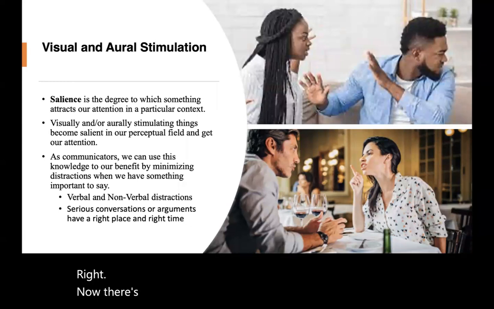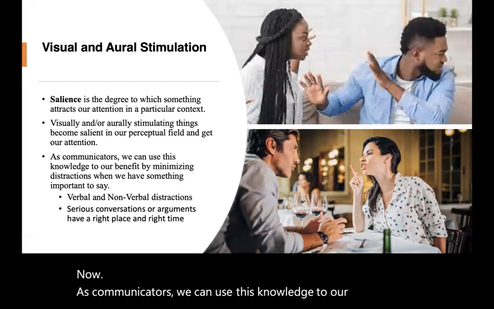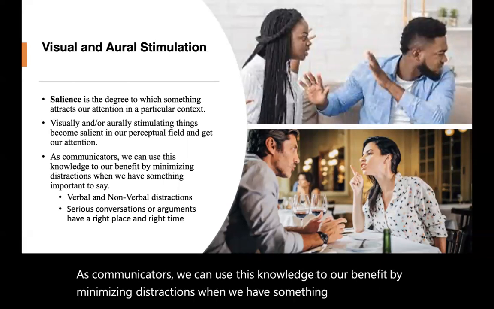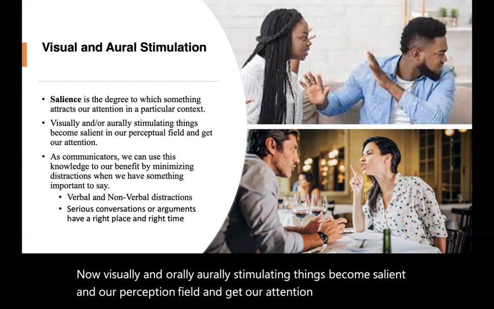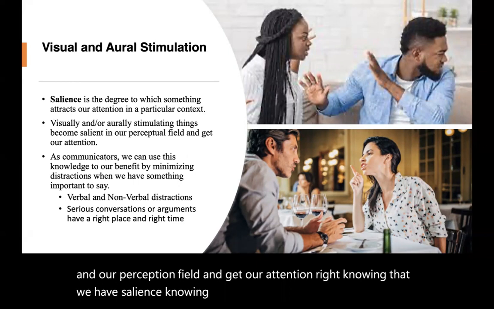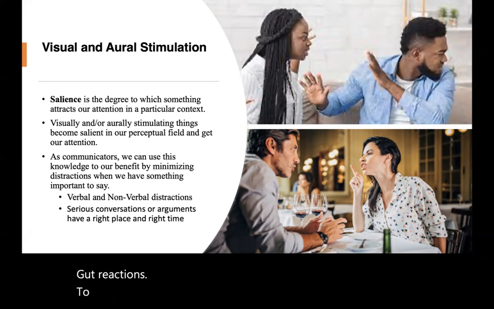Now, there's visual and auditory stimulation. And this is associated with salience, which is the degree to which something attracts our attention in a particular context. As communicators, we can use this knowledge to our benefit by minimizing distractions when we have something important to say. Now, visually and aurally stimulating things become salient in our perception field and get our attention, right? Knowing that we have salience, knowing that we have favorable gut reactions to communicate is important to know.